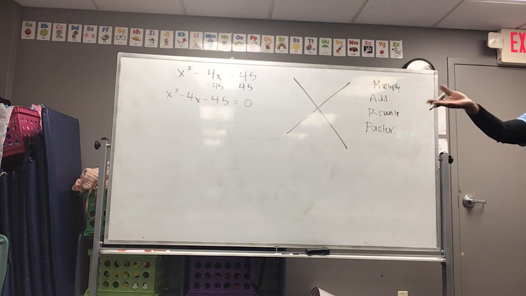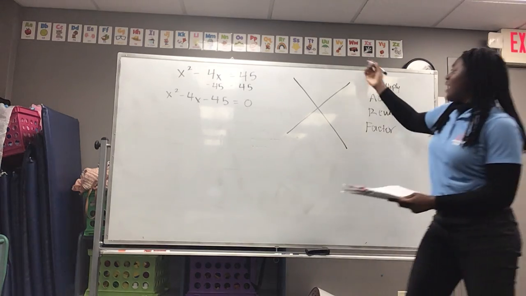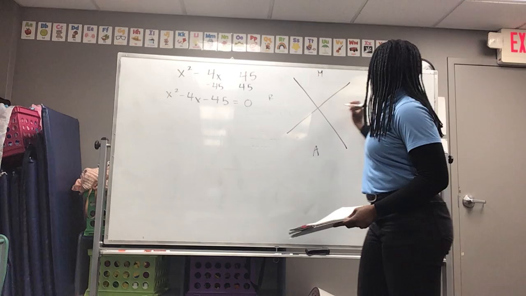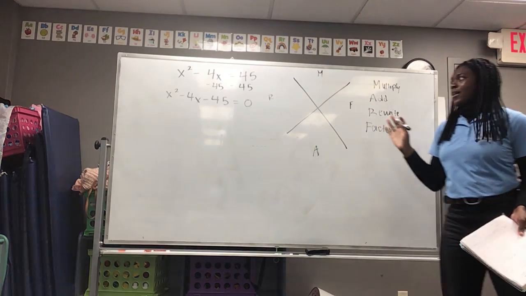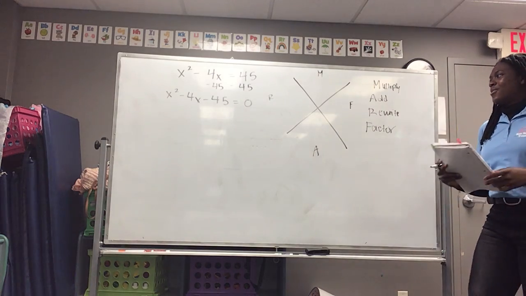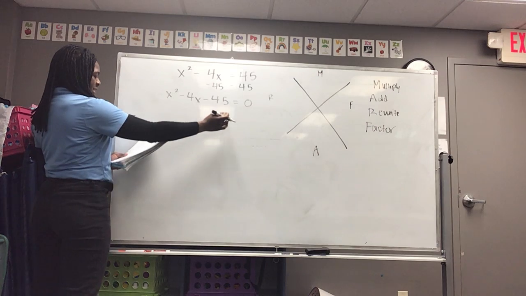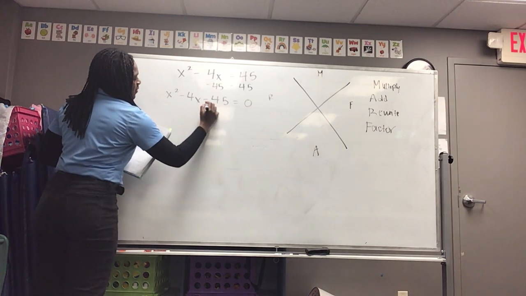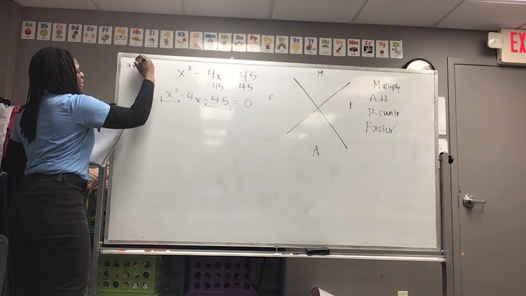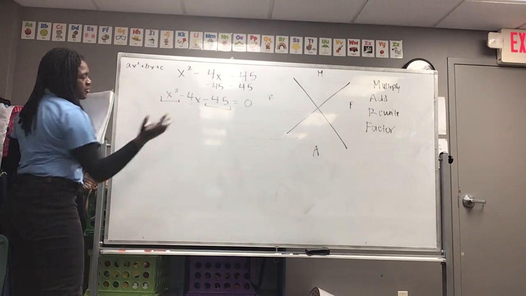Okay, looking at this equation, we're going to start with the multiply step. I put an M up here, the A down here, and then R and F. That's how I set up my little morphing cross. So we're starting with M, multiply. We want to multiply C, which is negative 45, and A. If we look at ax squared plus bx plus c, we want to multiply A and C.